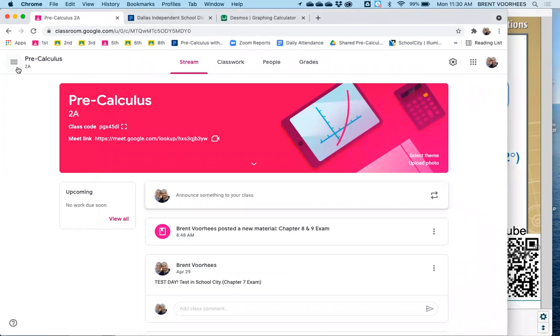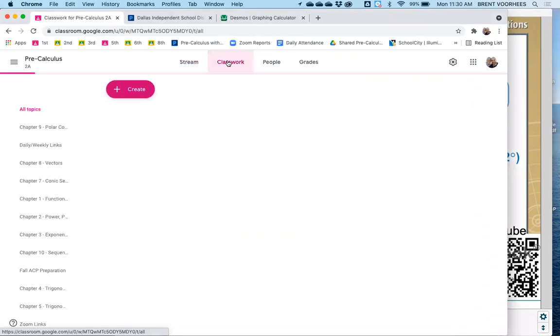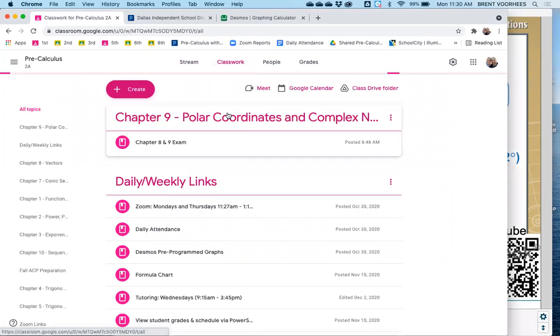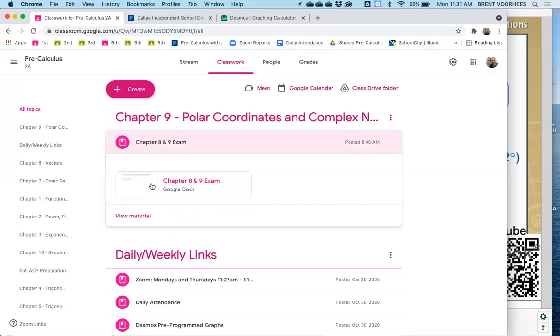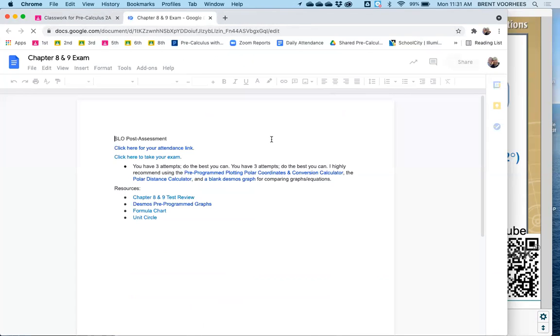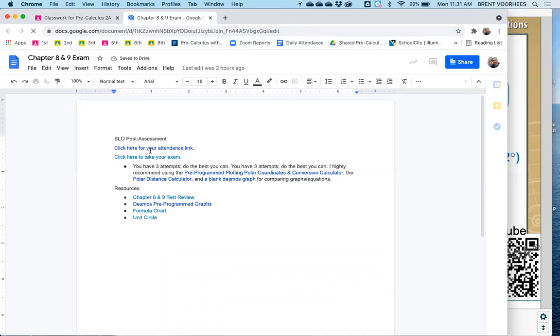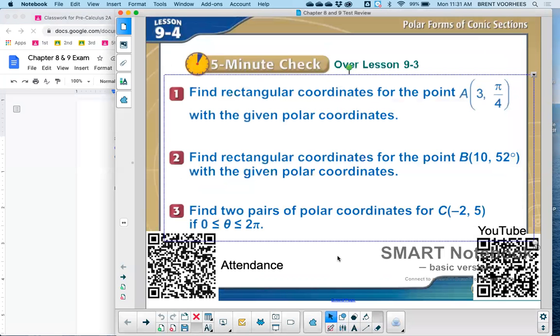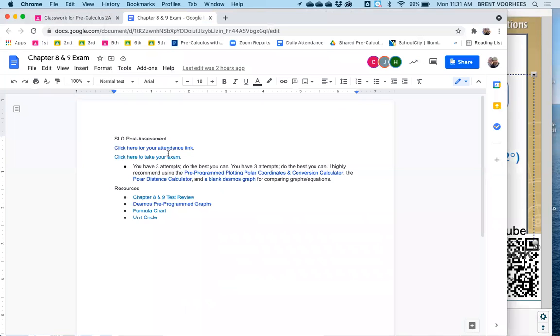From your Google Classroom, go to the classwork tab and click this chapter 8 and 9 exam. I want you to open that one, link up, and from here, make sure you've taken attendance. If you haven't already scanned the QR code listed here, make sure you go ahead and take your attendance. You can hit this link. This will start your exam.